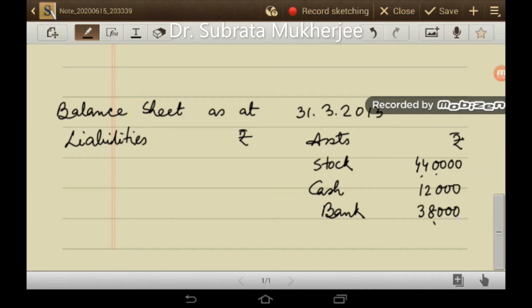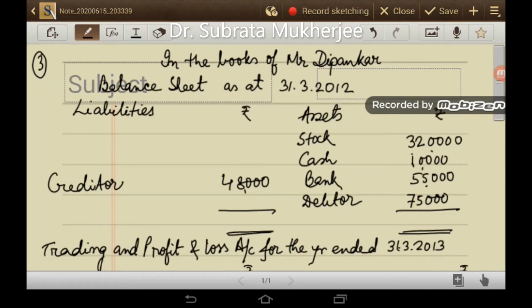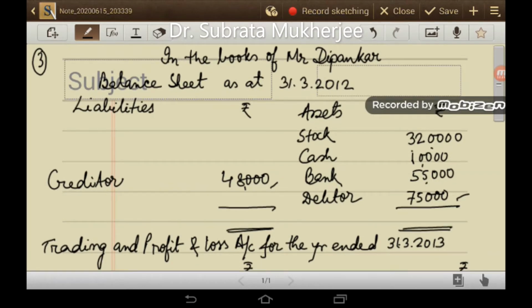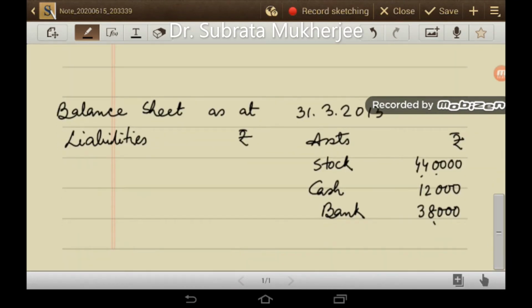Next is debtor and creditor. Now the opening debtor balance and the closing debtor balance of 75,000 and 86,000 I have posted in debtor account, and the opening creditor balance of 48,000 and closing creditor balance of 70,000 I have posted in creditor account. So opening debtor of 75,000 and the opening creditor balance of 48,000 again I have posted in the opening balance sheet, that is balance sheet on 31st March 2012. And the closing balances of debtor and creditor I will post in the closing balance sheet, that is balance sheet as on 31st March 2013.